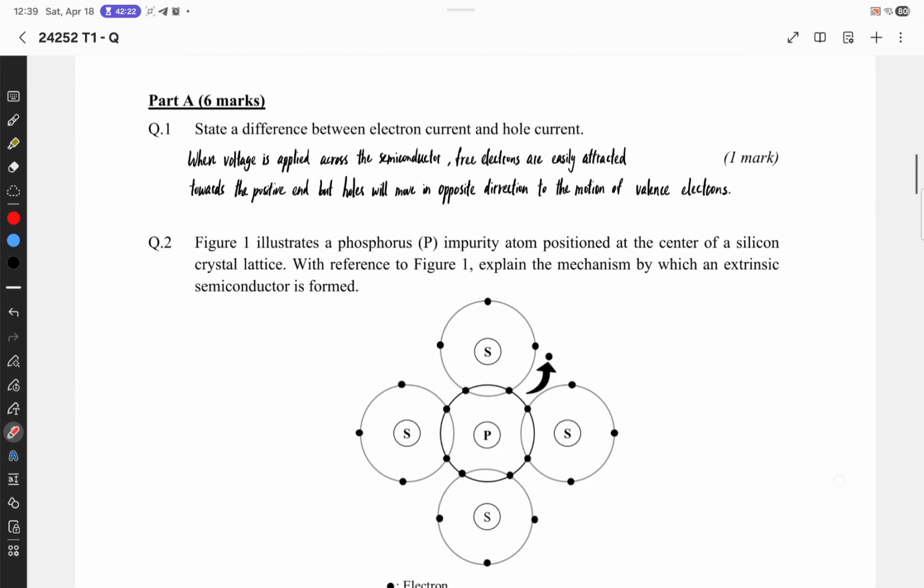So let's see the first question. State a difference between electron current and hole current. So the answer is when voltage is applied across the semiconductor, free electrons are easily attracted towards the positive end, but holes will move in the opposite direction to the motion of valence electrons.